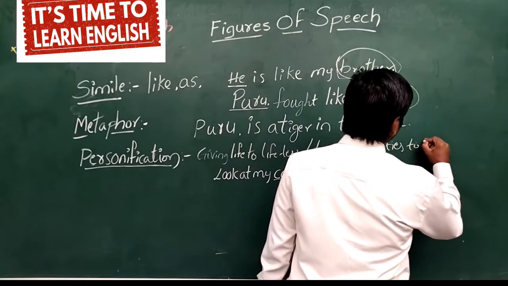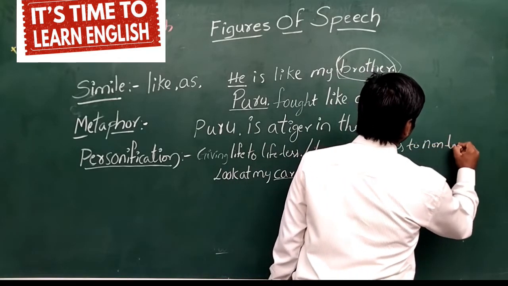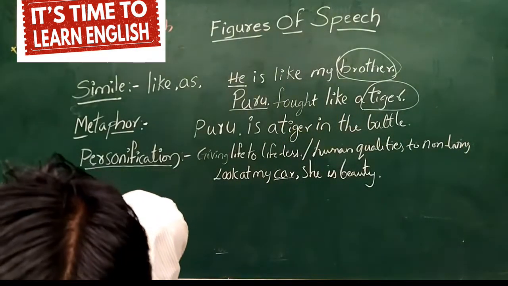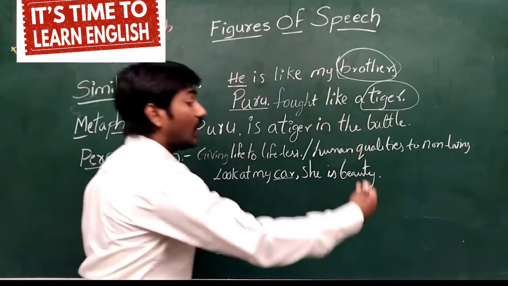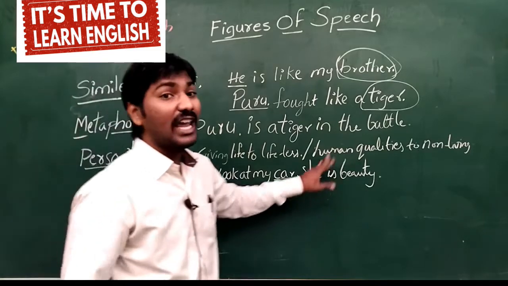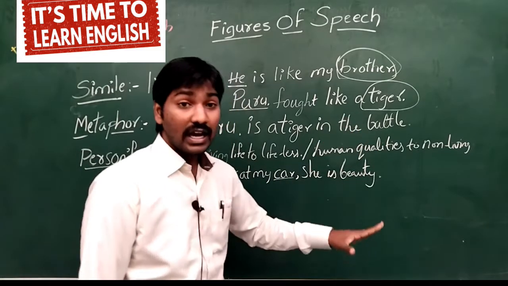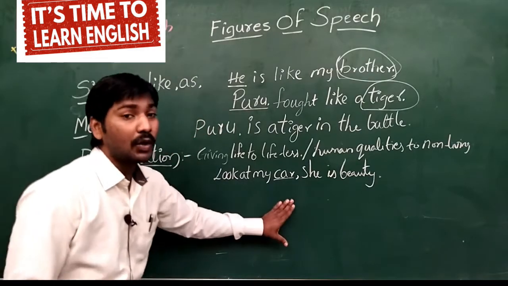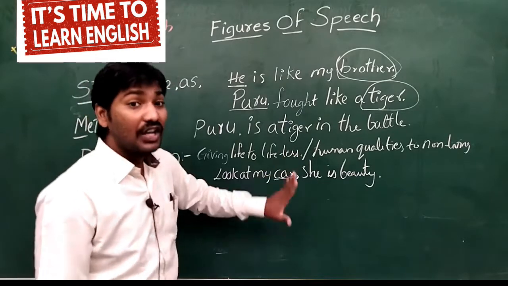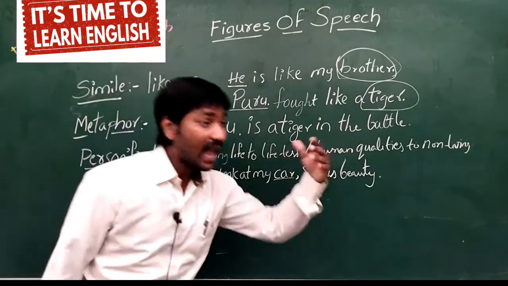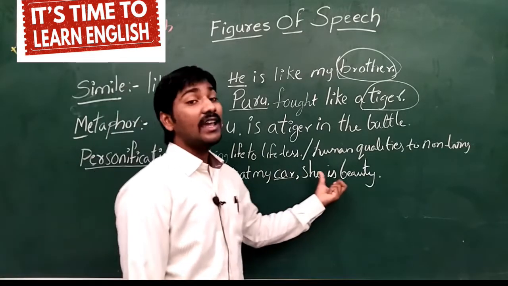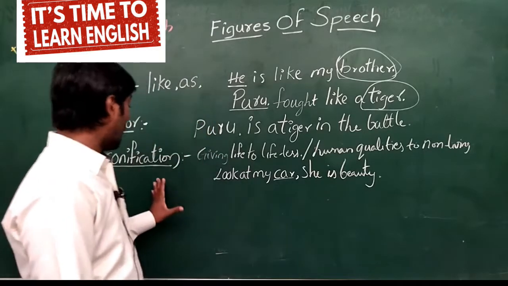Very simple. Human qualities to non-living things. So giving human qualities to non-living things. For example, look at my car, I said. Look at my car, she is beauty. Here I have given the human quality to this car. Is this car a living thing? No. But I have given the human quality to this car and I am saying that she is beauty. So this is called personification.